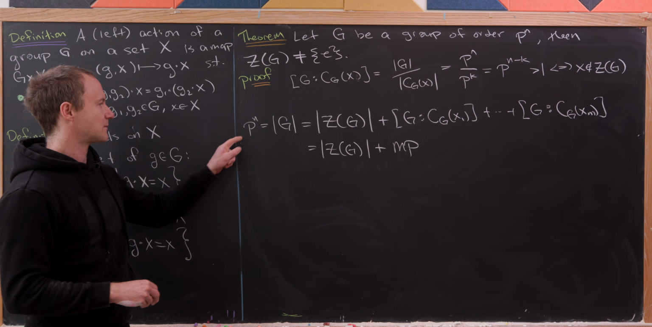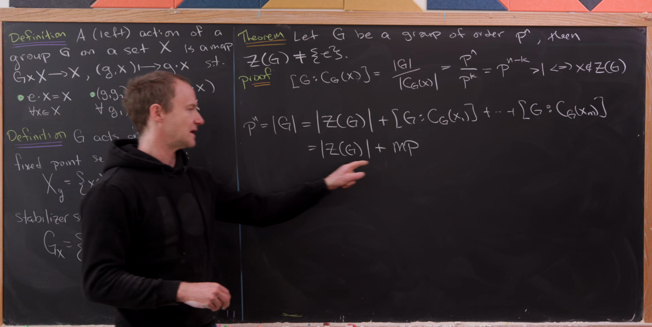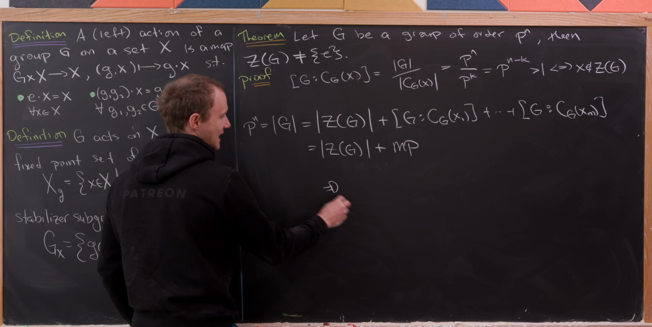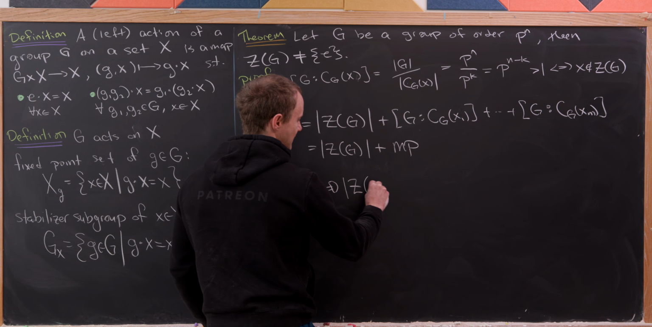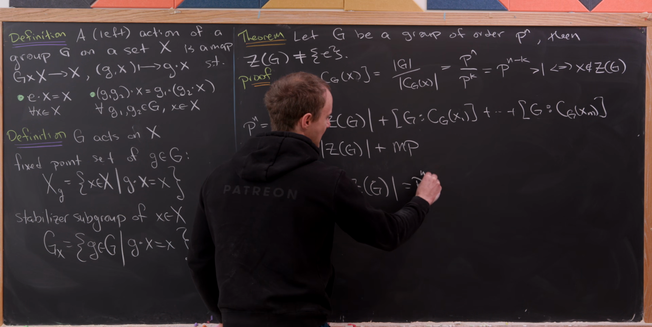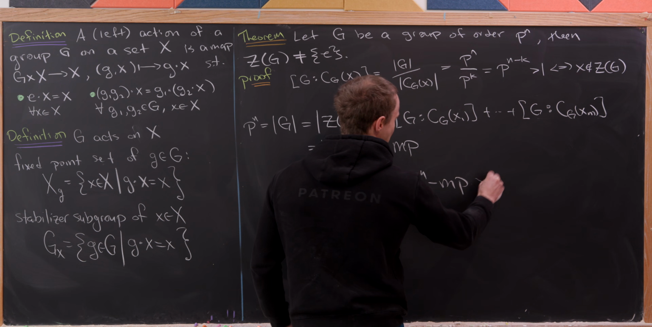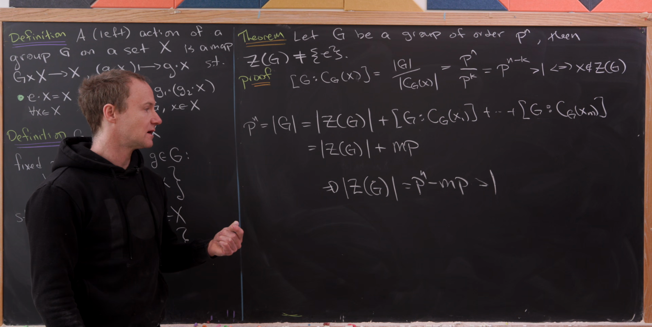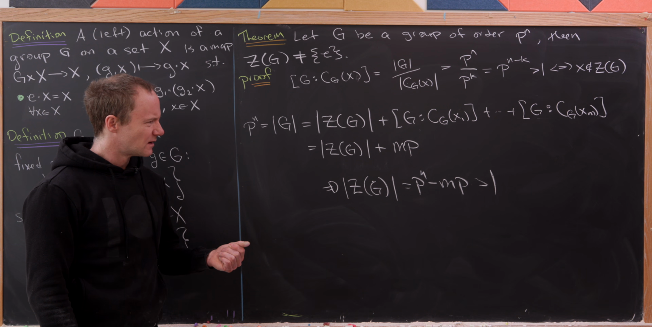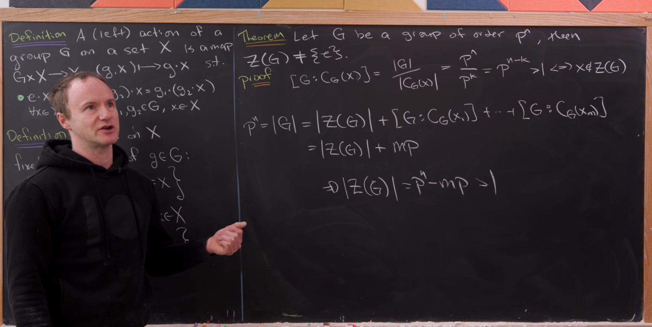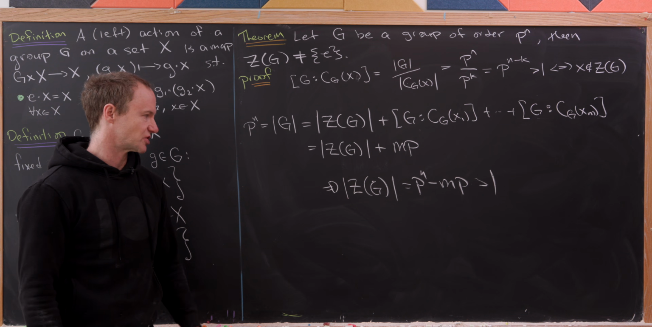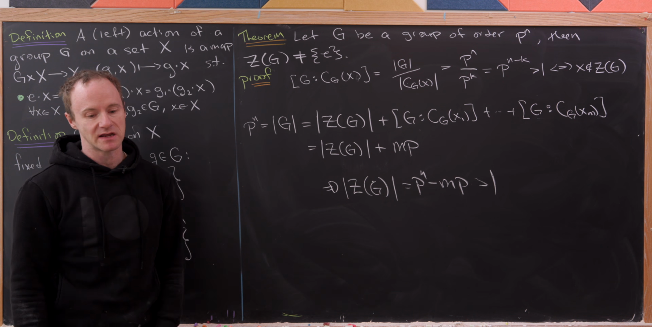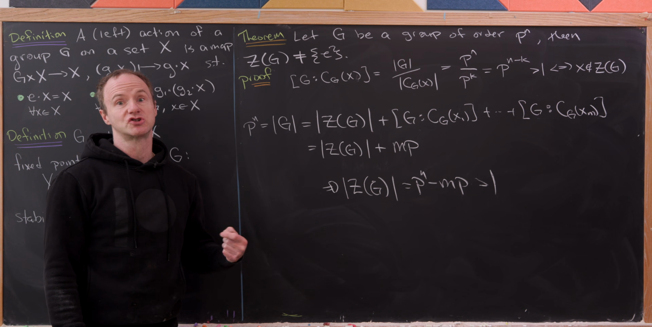But now check it out. We've got p to the n here, a multiple of p. We've got mp here. That means that the size of the center is p to the n minus mp, which is a multiple of p. But if it's a multiple of p, it can't be equal to 1, because that means that your prime would divide 1, which is a clear contradiction. But then if the size of the center is bigger than 1, the center cannot just be the identity subgroup or the trivial subgroup.